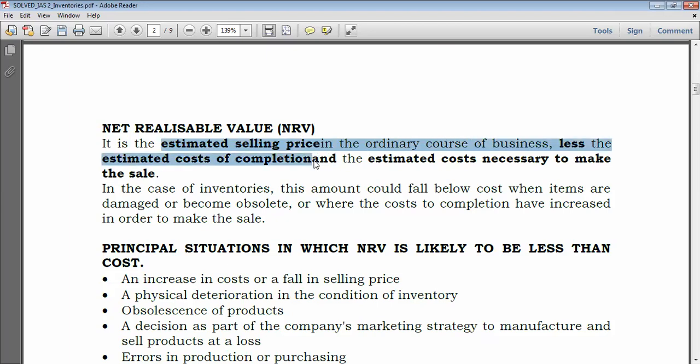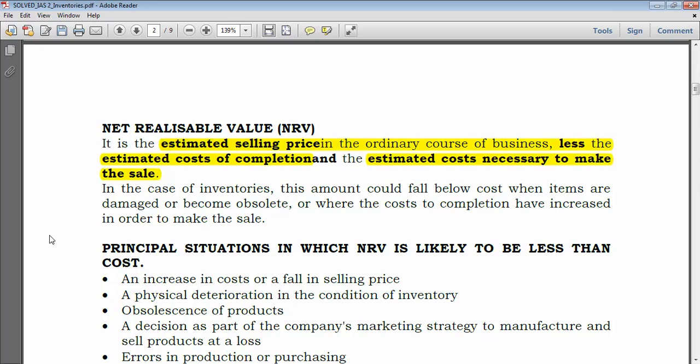You can have inventory that is not in a sellable condition, so you have to incur some work cost to complete it. And after that, you have to take it to the market, and you could incur estimated costs necessary to make the sale. So if you deduct all those costs, what you remain with is what we call net realizable value, right? So that's what you have to know.